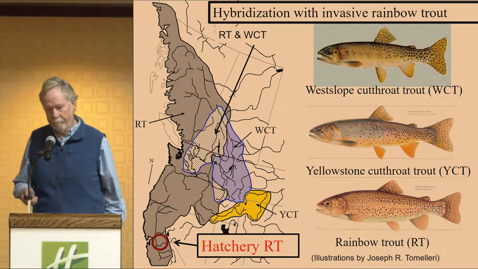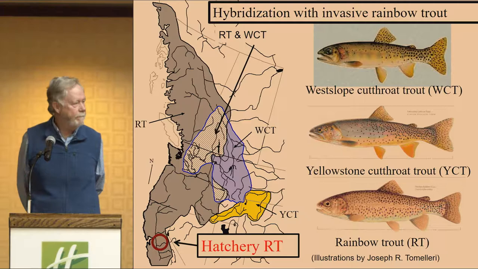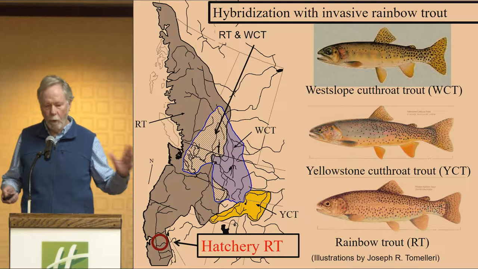So hatchery rainbow trout, as everybody knows, have been introduced throughout the world. They're literally on every continent except Antarctica. And here in Montana, they've been a big problem because they hybridize and produce fertile hybrids with both the native West Slope cutthroat trout and the native Yellowstone cutthroat trout.